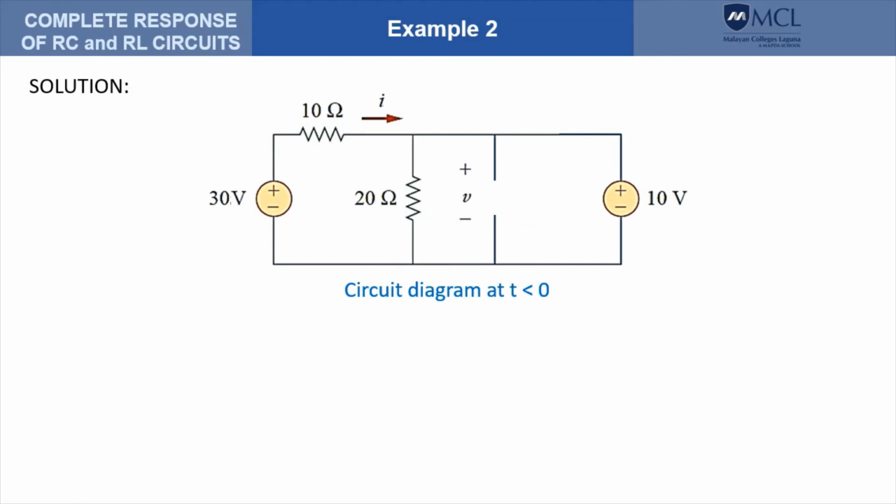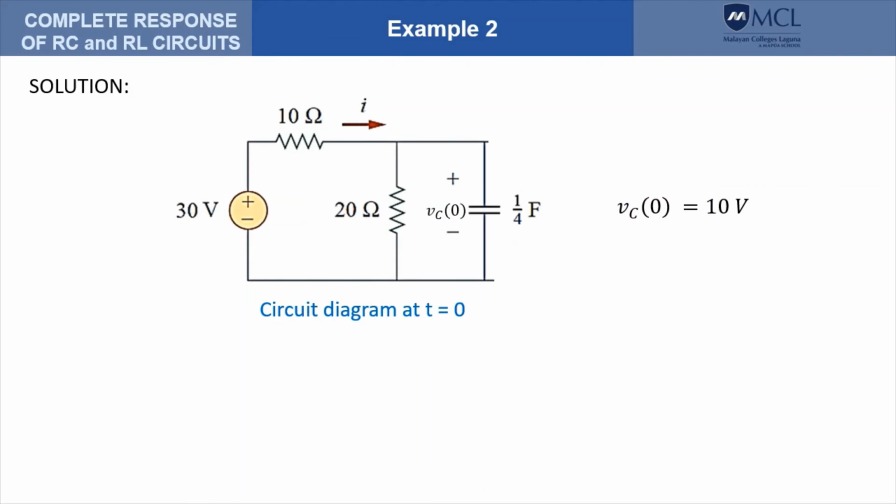This is our circuit diagram before the switch is open. Since the circuit is at steady state, we draw the capacitor like an open circuit. So the current through the capacitor is zero at steady state. Therefore, we can say that our current through the capacitor before t equals zero is zero, while the voltage at or before t equals zero is, well, the capacitor is directly in parallel with this voltage, therefore this is equal to 10 volts. At t equals 0, the switch opens and the voltage in the capacitor is still 10 volts at that point in time.